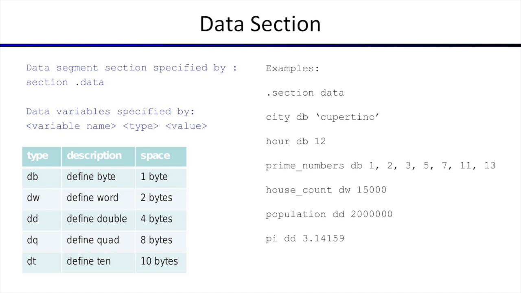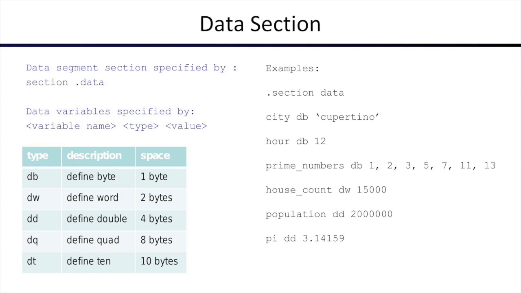How do you do that? You can define a section first by saying section dot data. This will define your data segment. You can only keep initialized data here, that is data variables that have a certain amount of data specified already. Now the variables themselves are specified in the following format. You put a variable name, space, the type of the variable, space, and the value then. The type of the variable tells how much memory should be allocated for this variable.